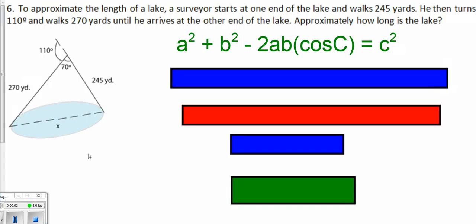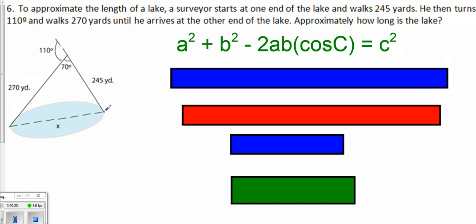Hold up, I missed one example. Example 6. To approximate the length of a lake, a surveyor starts at one end of the lake and walks 245 yards. He then turns 110 degrees and walks 270 yards until he arrives at the other end of the lake. Approximately how long is the lake?